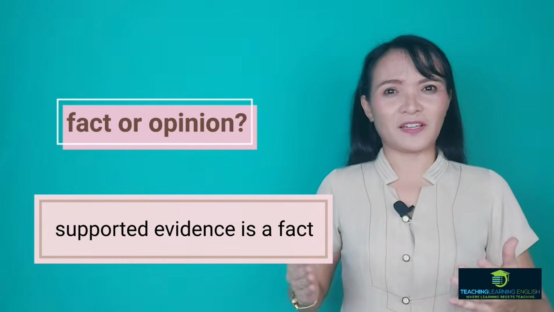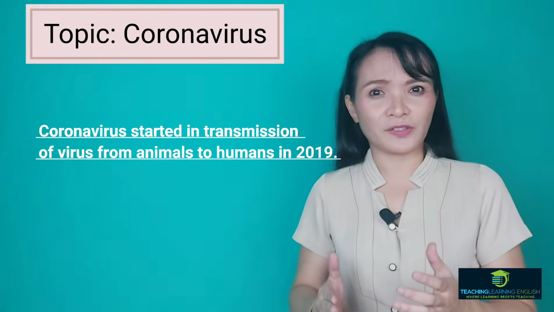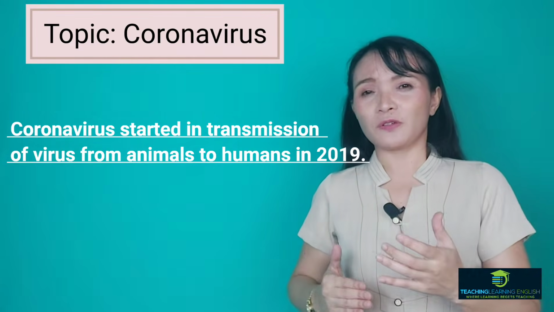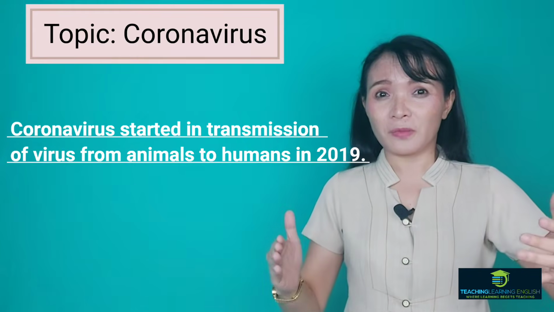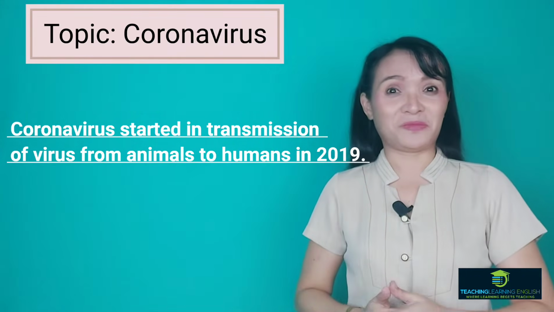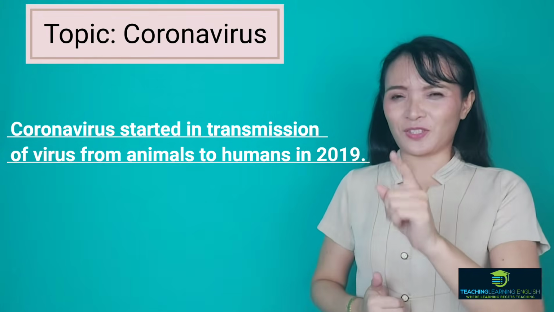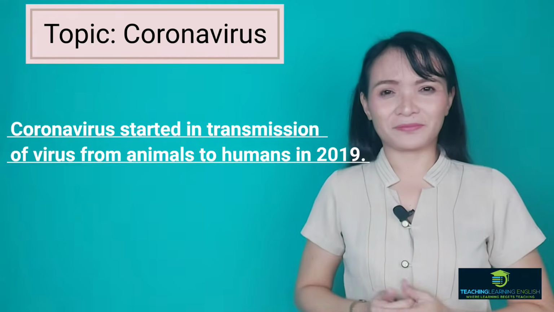We will take COVID-19 as our example. Let's say coronavirus started in transmission of virus from animals to humans in 2019. Pretty obvious. That is why it's called COVID-19 because it started in 2019. That's a fact. Okay?